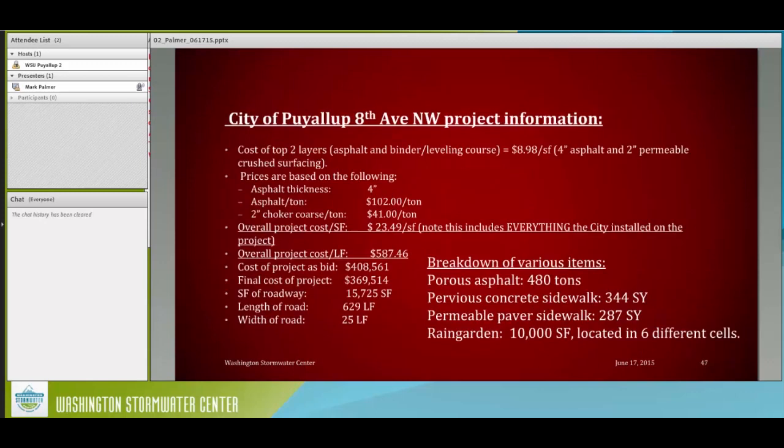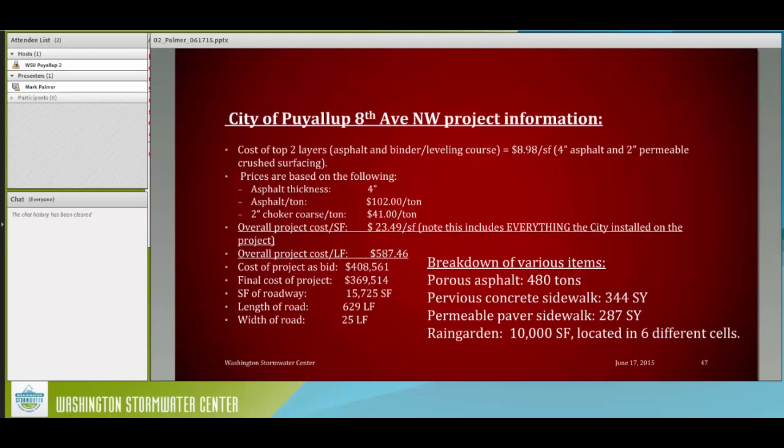Here's some more general information on the cost of the 8th Avenue Northwest project, which was the first LID street in the city of Puyallup. Gives you some of the information on the cost per ton. Basically placed 480 tons of asphalt in this site, and we actually had all versions of permeable on this. We had the pervious concrete sidewalks, permeable paver sidewalks, and rain gardens on this site as well.